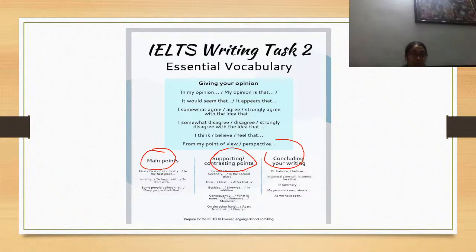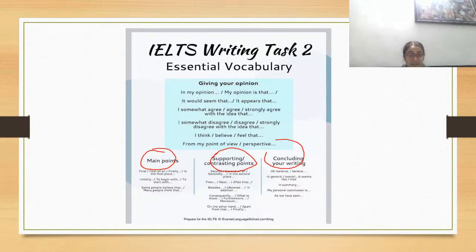For the main ideas, you have first of all, firstly, initially, to begin with, some people believe that, many people think that. Then for supporting and contrasting points, you have secondly, second of all, next, besides that, likewise, on the other hand. These are the things that you need to keep in your mind.